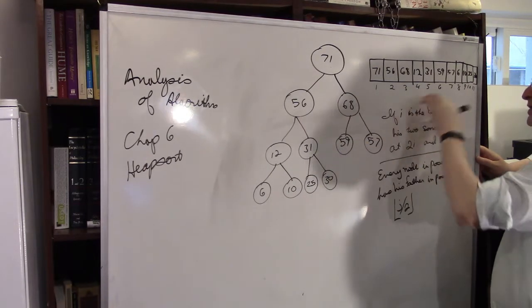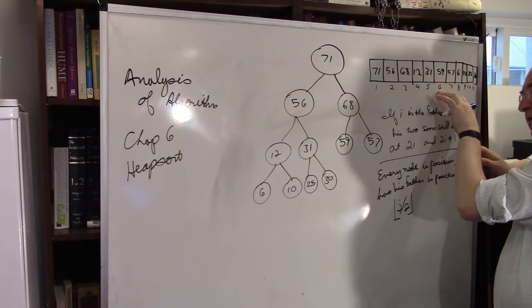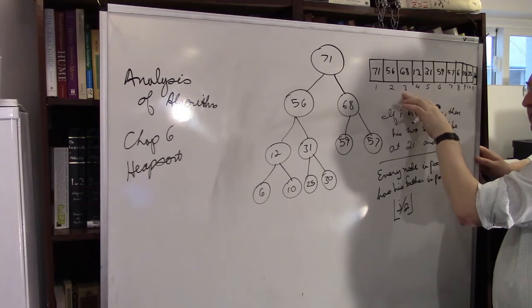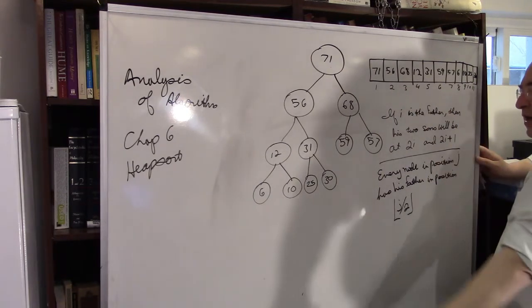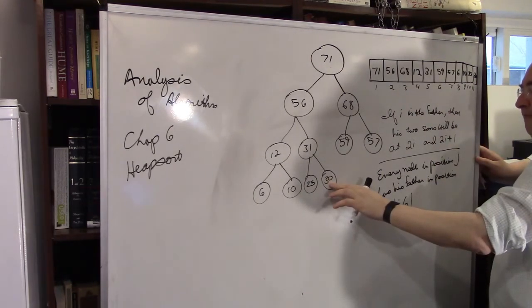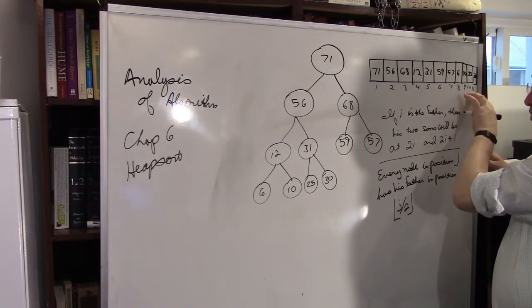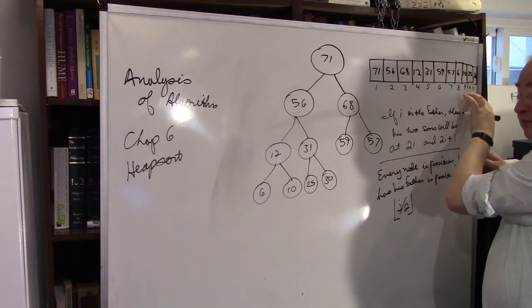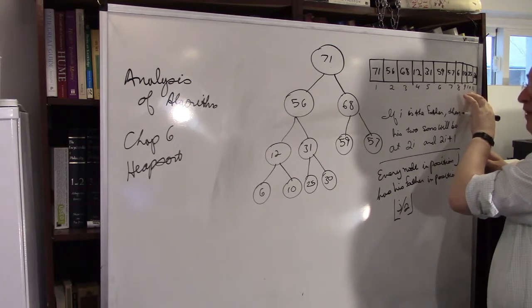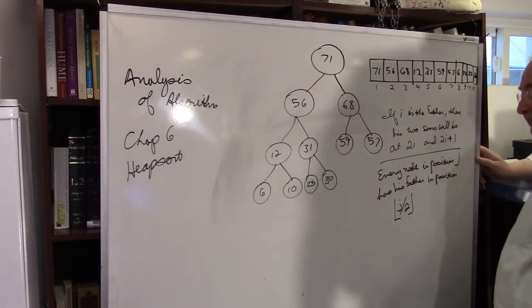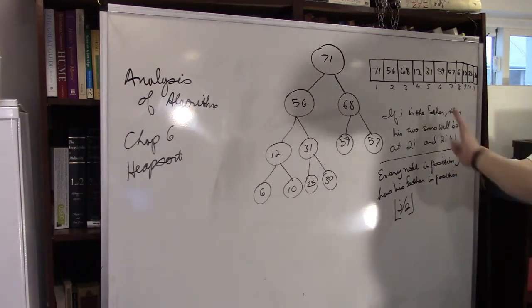59 is in position 6. His father is going to be in position 6 over 2, which is 3, the floor of that. Okay, 30 is in position 11. 11 over 2 is 5.5. The floor of 5.5 is 5, and that's it. So 30's father is 31. Okay, so you can read it out.